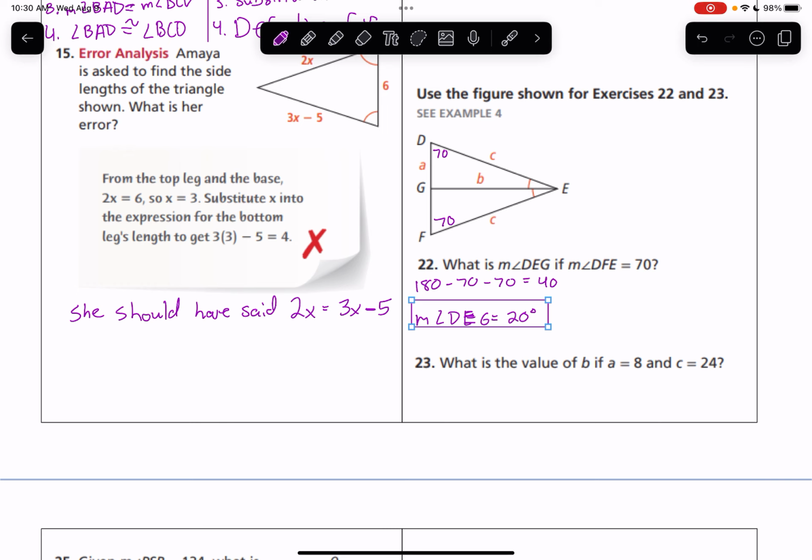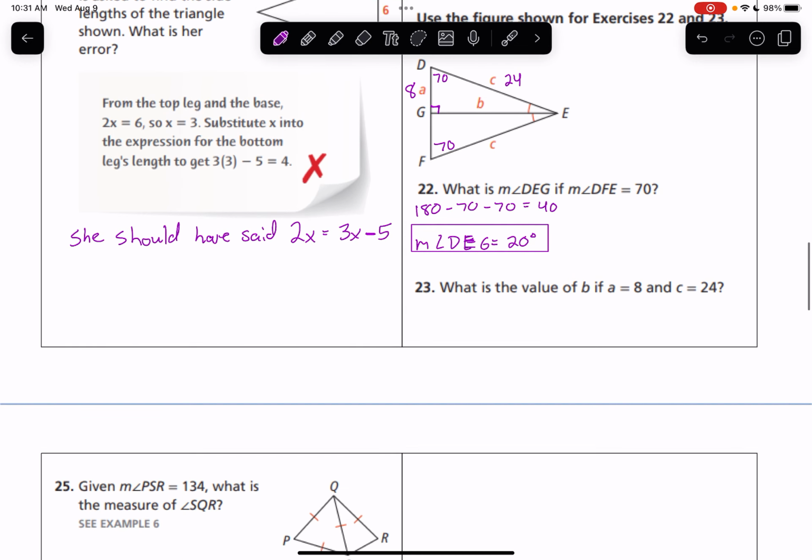And we are also asked, what is the value of B if A is 8 and C is 24? Well, if A is 8 and C is 24 and we have this shape right here, it is going to have right angles, which means if this is 8, this is 24, we are going to be able to use the Pythagorean theorem to solve for that shape. So we've got 8 squared plus x squared, because B is going to be the medium length side, equals 24 squared. That's going to be 64 plus x squared equals 576.